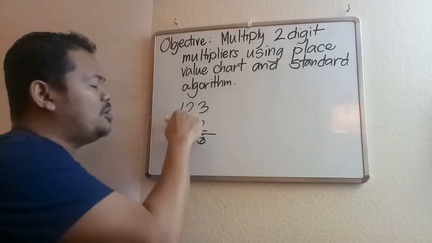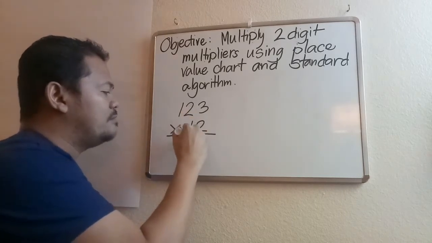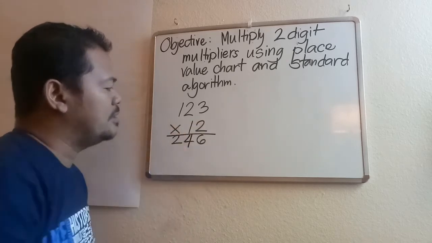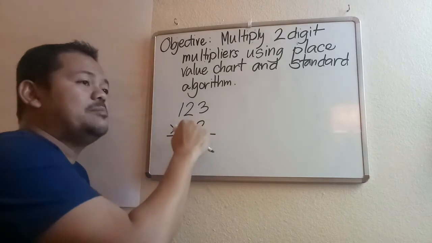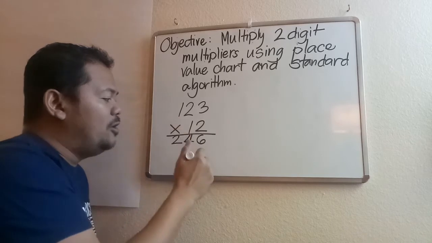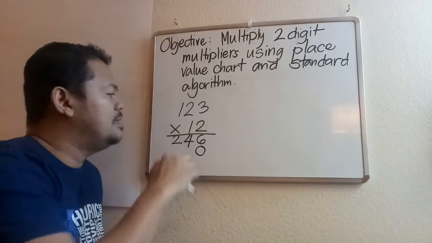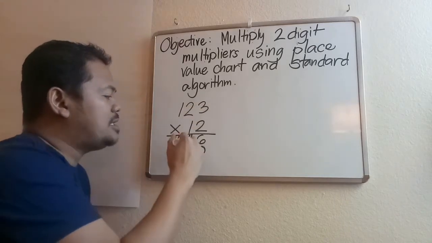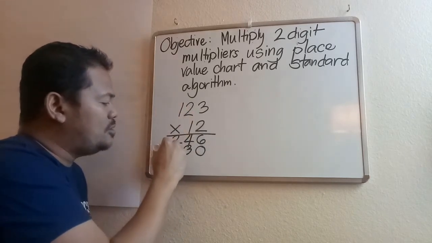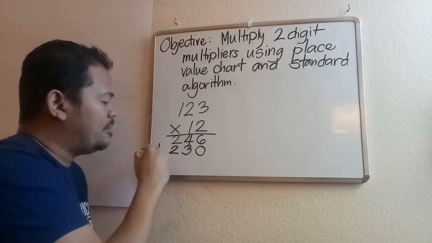Then 2 times 2 equals 4. Then 2 times 1 equals 2. There you go. This is the answer for your first multiplier. And when you proceed with 1, always remember to put 0 here. Always remember that. Then 1 times 3 equals 3. 1 times 2 equals 2. 1 times 1 equals 1. So you write your answer there.